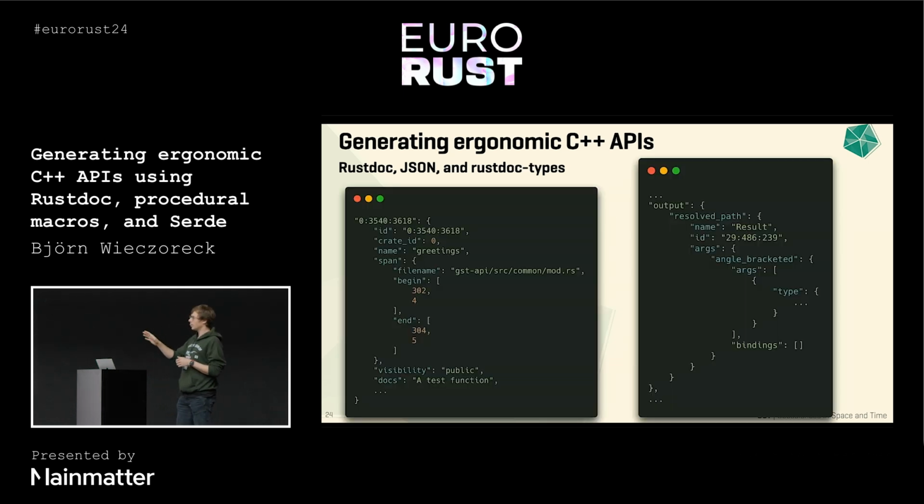First of all, a little look at what Rustdoc JSON looks like. In this case, for our greetings function, you can see what name it has, which crate it belongs to, where it is located in the file, if it's public, if it has documentation associated with it. But you can also see all the input and output types. So here for the output, we see it has a result. And if there would be enough space, there would also be in the type section the string that we had, the result string.